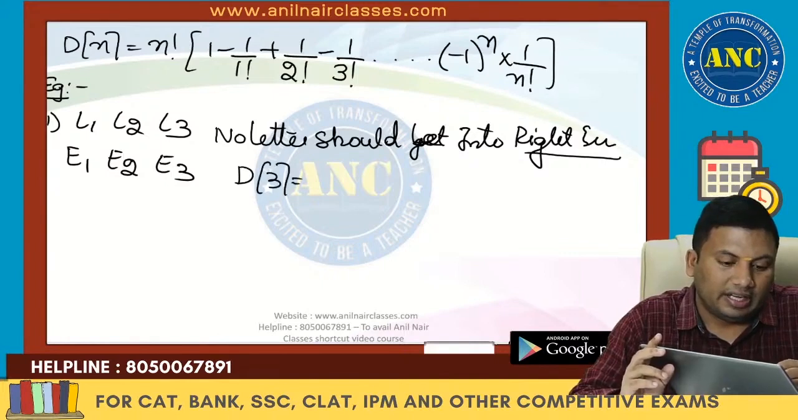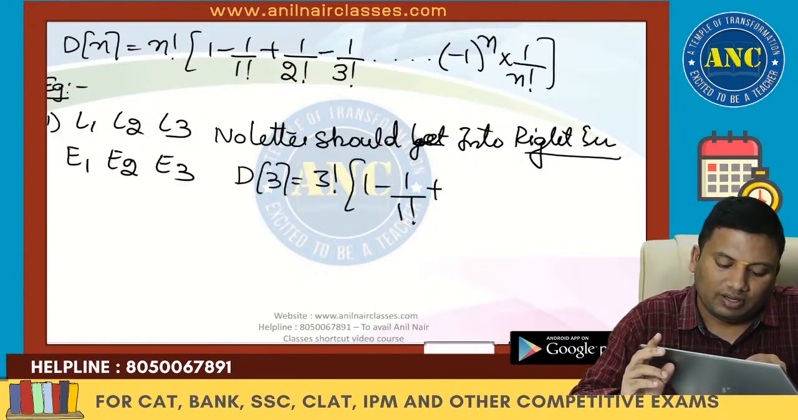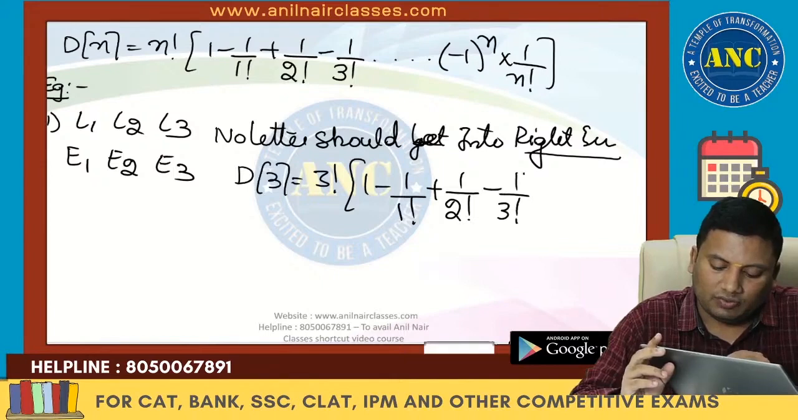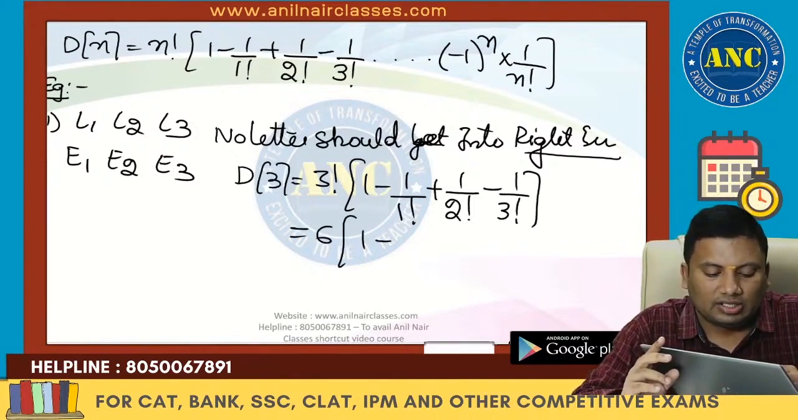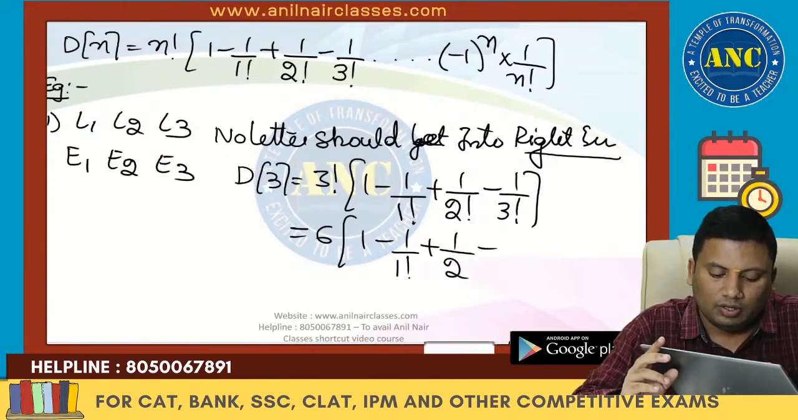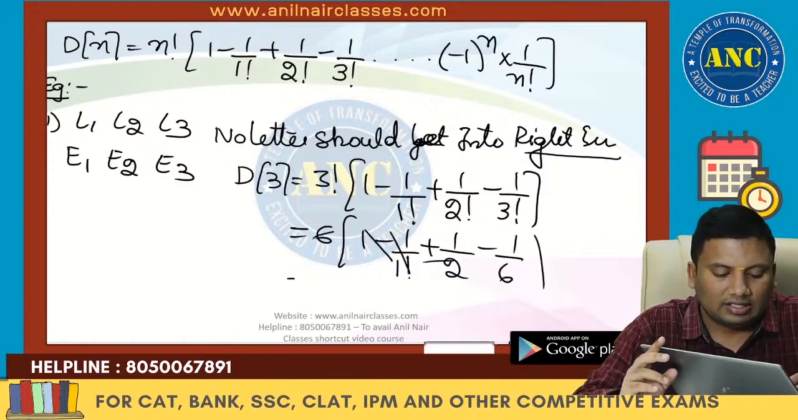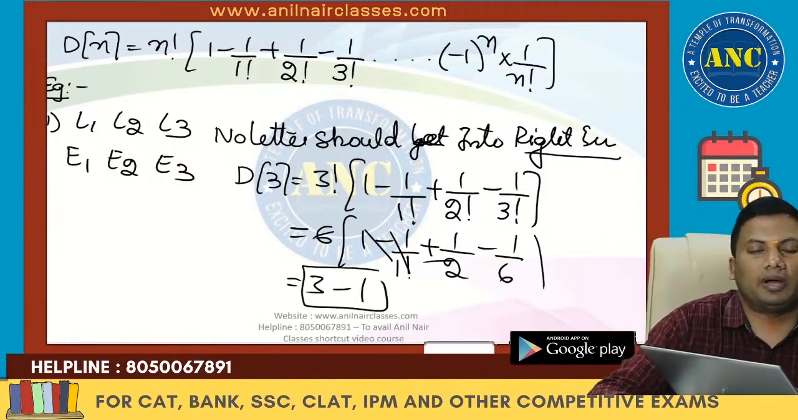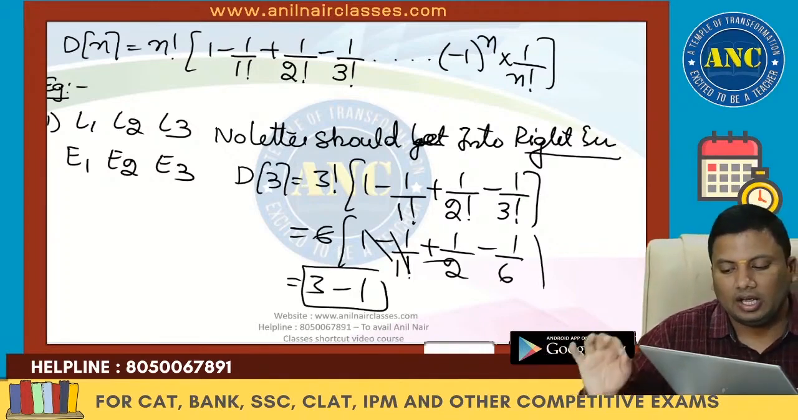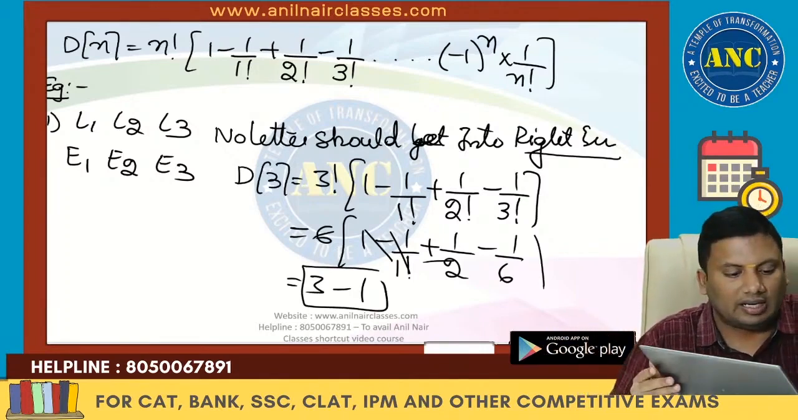D of 3 is 3 factorial into 1 minus 1 by 1 factorial plus 1 by 2 factorial minus 1 by 3 factorial. 3 factorial is 6. 6 into 1 minus 1 by 1 plus 1 by 2 minus 1 by 6. 1 minus 1 cancel. This is nothing but 3 minus 1, which is 2. I hope it is clear. No letter should get into the right envelope.